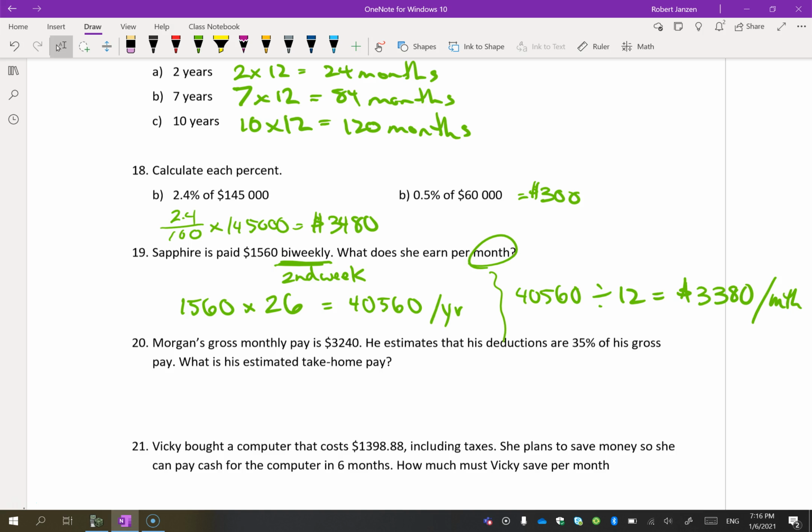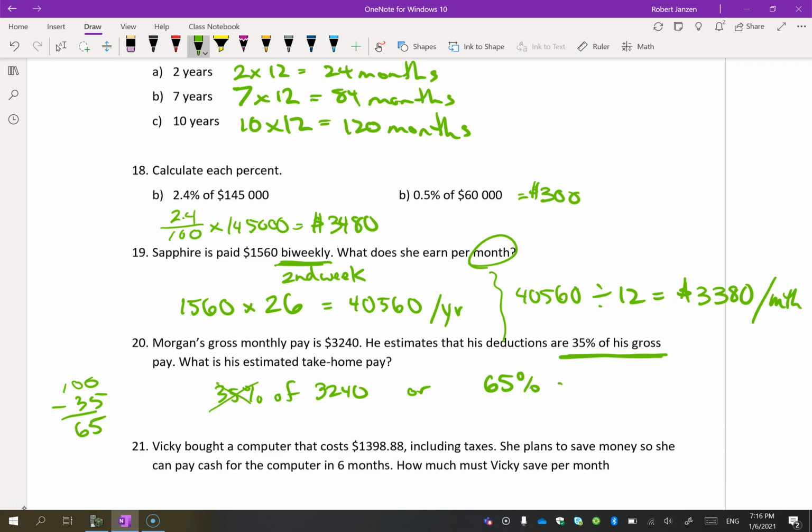Okay. Morgan's gross pay is 3240. He estimates that his deductions are 35% of his gross. What is his estimated take-home pay? Okay. We could do this two ways. We could say, let's take 35% of 3240. Or, if I'm going to take away 35%, how much is left? What's 100 take away 35%? That's 65%.